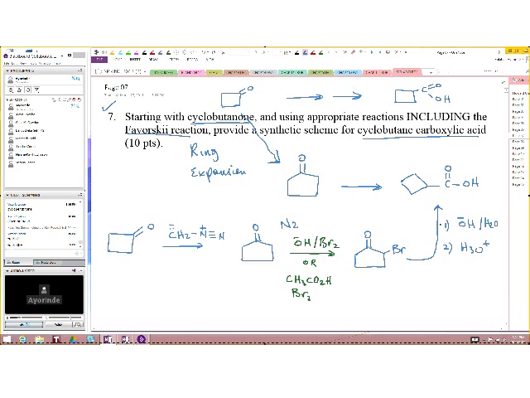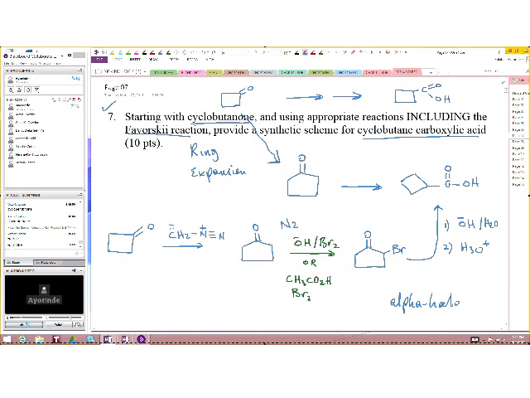What this reagent does, anytime you have an alpha bromo or alpha halo, in other words, it could be chlorine or it could be iodine, if you have an alpha halo cyclic ketone, and then you take this combination of reagents, hydroxide followed by hydronium ion, what you do is a ring contraction. In other words, instead of a 5-member ring, you are going to form a 4-member ring, in this case, plus a carboxylic acid.